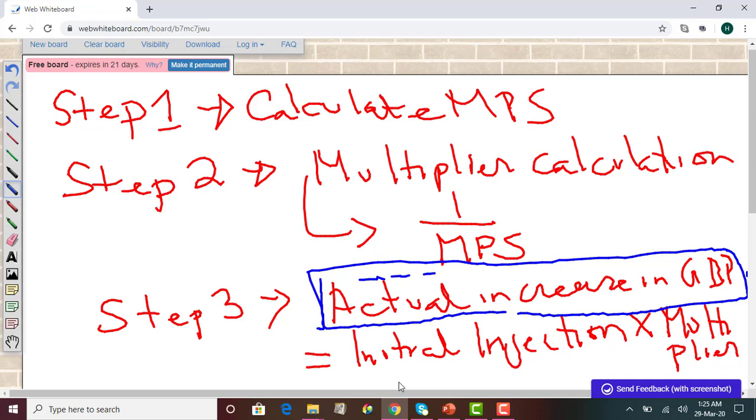So I'm going to give a minute so you can look at the steps. Again, step one is first to calculate the marginal propensity to save. Step two is the multiplier calculation, you need to calculate the multiplier, and that is given by 1 divided by MPS. And then step three is what is your actual increase in GDP. It's basically initial injection times your multiplier. Okay. So right now I will do an example so you guys can understand how we can use these steps in real life.